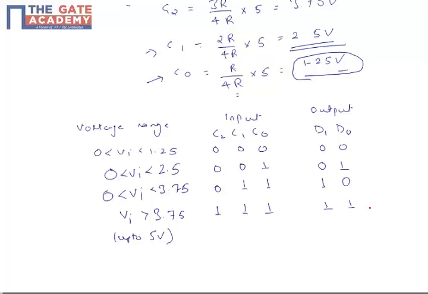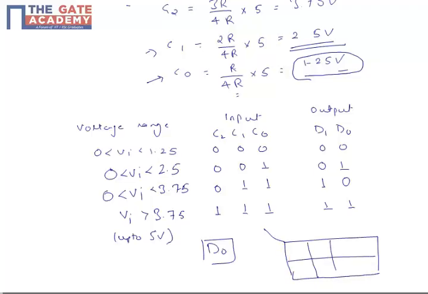Now we have to find out the value of D0 in terms of C1, C0 and C2. We will draw its K-map first and we will see what kind of groupings we are getting here. Then we will find out the expression of our D0, keeping C2 here and C1, C0, 0, 1, 0, 0, 0, 1, 1, 1, 1, 0.